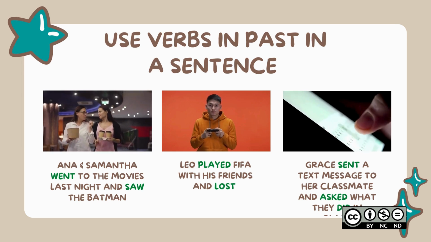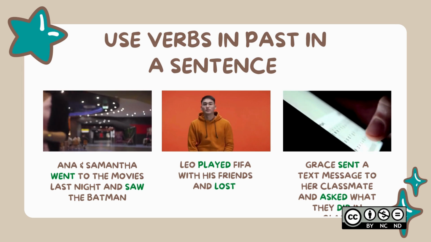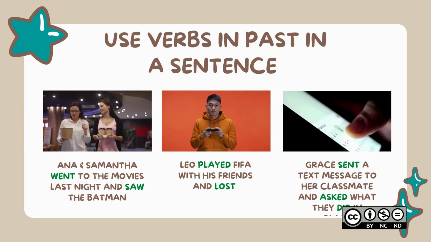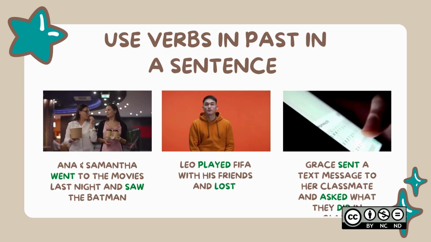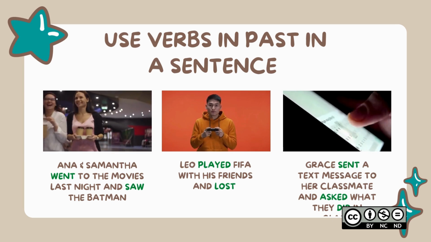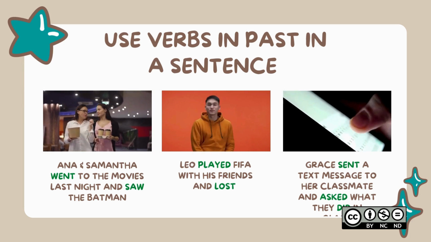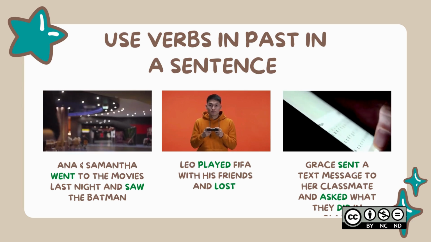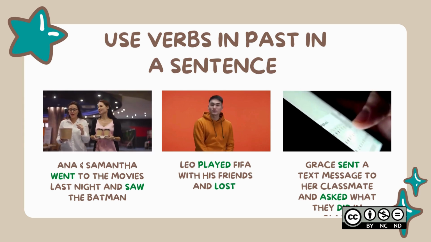When we use a verb in past in a sentence, we just say the verb in past. For example, Anna and Samantha went to the movies last night and saw the Batman. Leo played FIFA with his friends and lost. And then we have Grace. Grace sent a text message to her classmate and asked what they did in class. All these are verbs in past, and they make reference to situations or things that happened in the past.